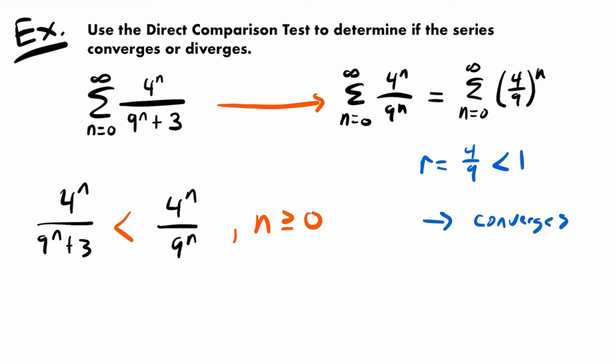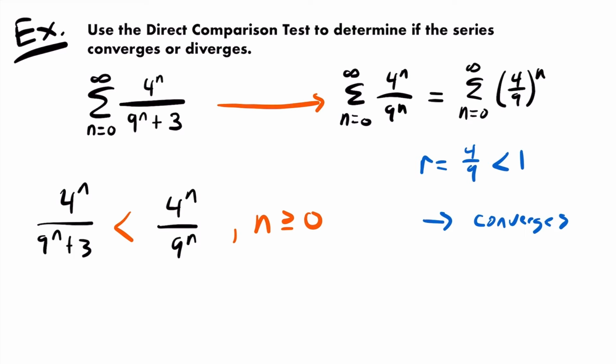Okay, so no matter what value of n we use, the terms of this series that we are comparing to our original will be greater than the terms for that original series. And so we have found a series to compare to our original that is a larger series and it converges, and so we can conclude that our original series converges as well.